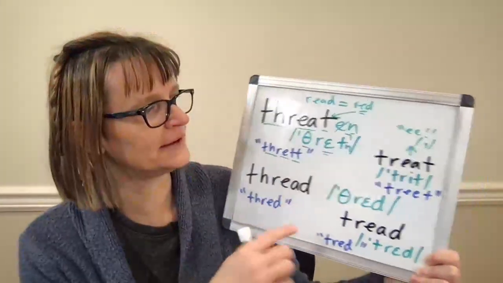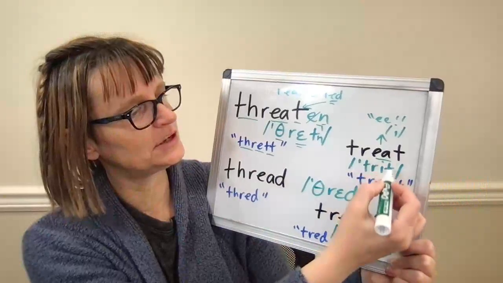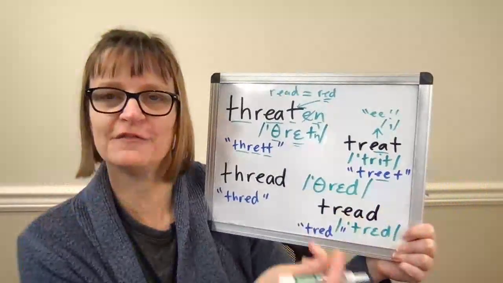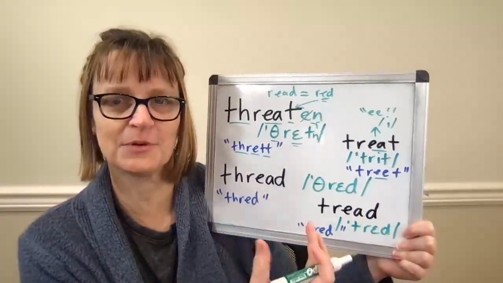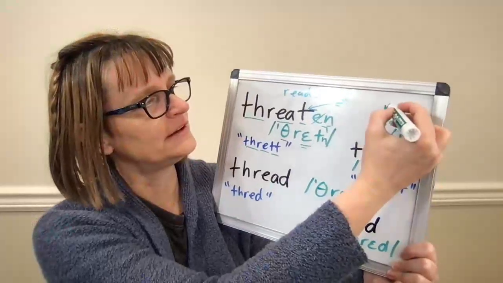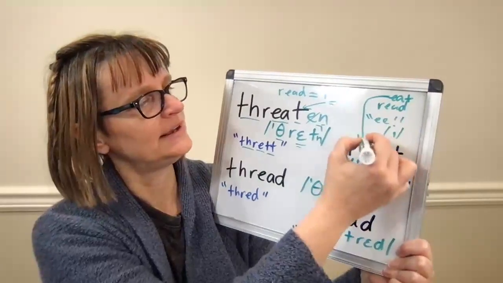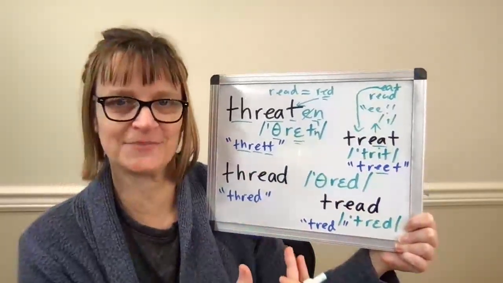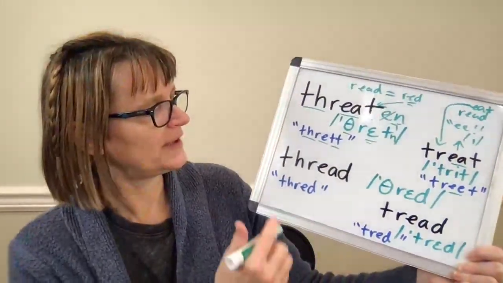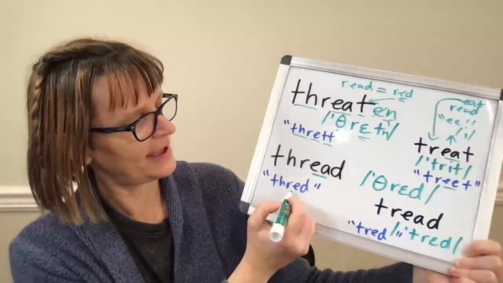So threat, threaten. Then when we move to treat, it's a little more straightforward. We have just our E vowel, the EA spelling that's more typical, like we have in read or in eat. So just remembering eat and treat have the same sounds might help you. When we get to thread, we're back to our short e sound.